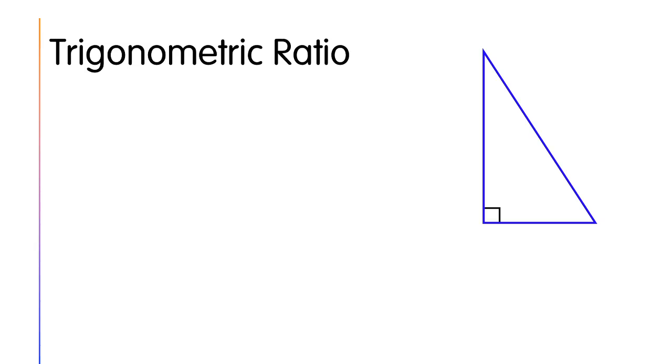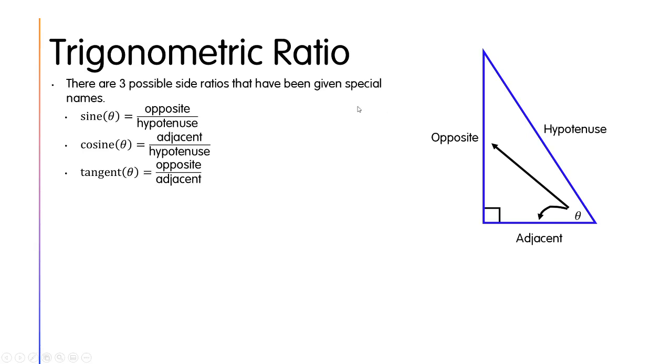So here I have my right-angled triangle, and I will go through and label each of the sides based on our reference angle down the bottom here. We have the adjacent, which was next to the angle, the opposite, which was across from the angle, and hypotenuse, which was across from our right angle, and it is also the longest side. So there are 3 ratios that we want to worry about. The ratios are opposite over hypotenuse, adjacent over hypotenuse, and opposite over adjacent.